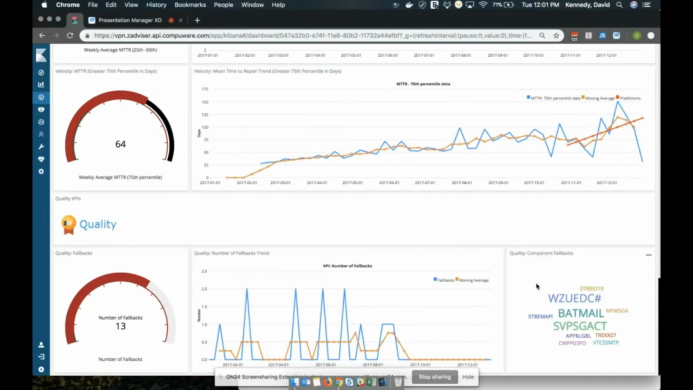So that completes the three KPIs of velocity, quality, and efficiency. And we'd like to move over to any questions that there might be.